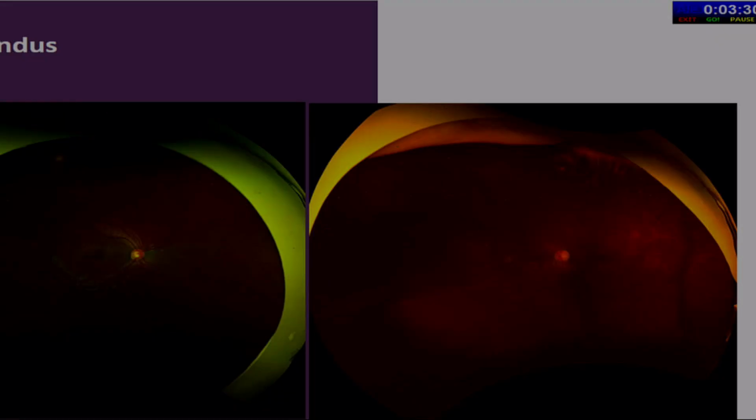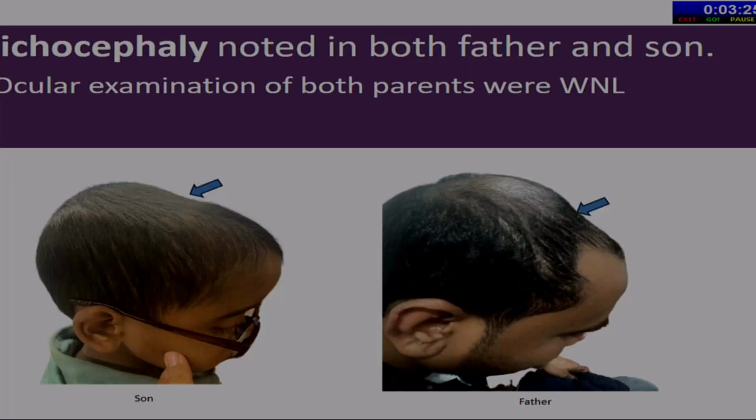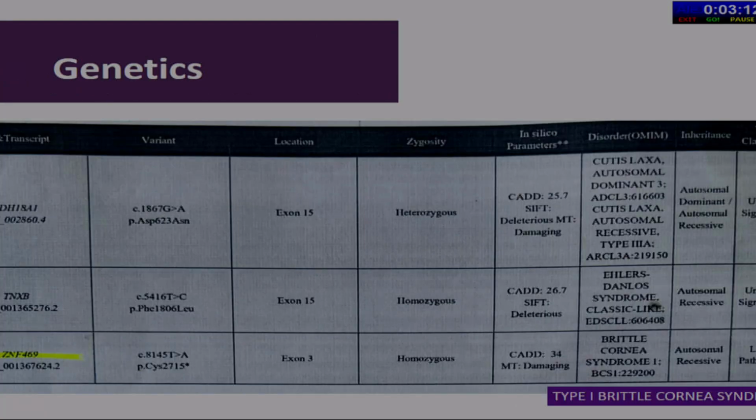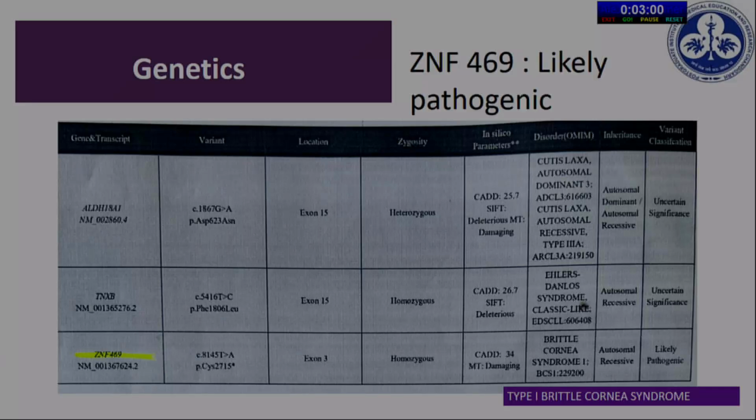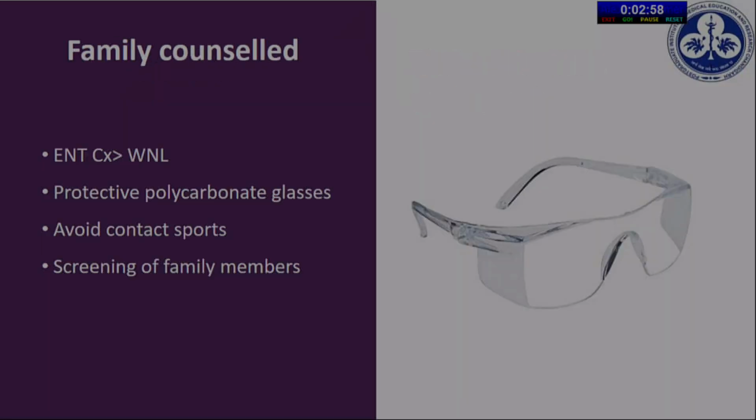Fundus evaluation also did not reveal any specific problem. On gross physical examination, there was dolichocephaly, which was noticed in the child as well as his father. Other than that, the parents' ocular examination was within normal limits. So we decided to go for genetic testing, keeping in mind the blue sclera, the dolichocephaly and the thin corneas. He was found to have a ZNF469 autosomal recessive mutation, which is suggestive of brittle corneal syndrome type 1.